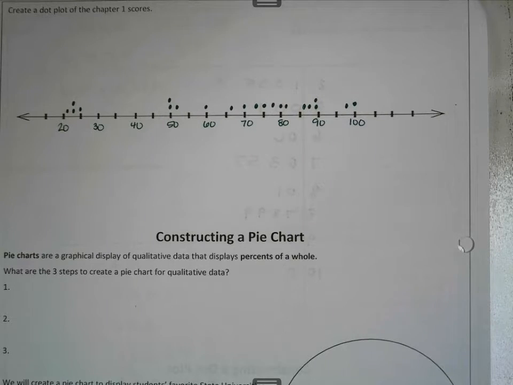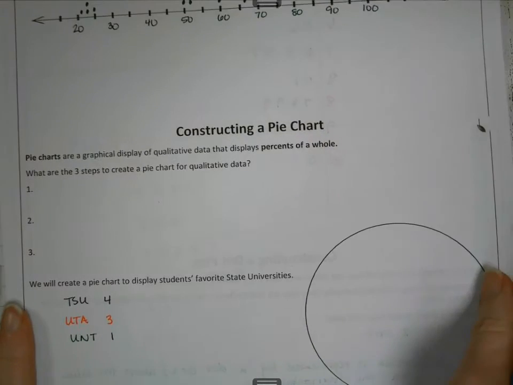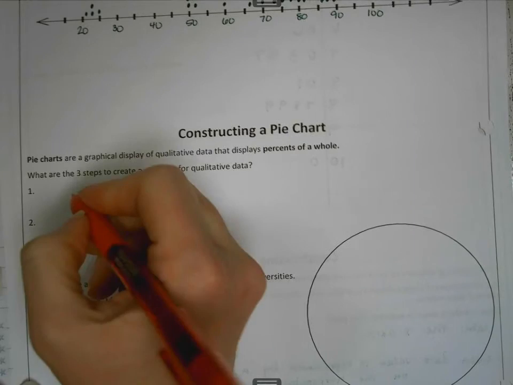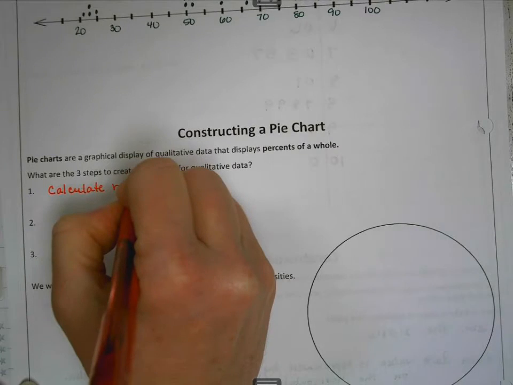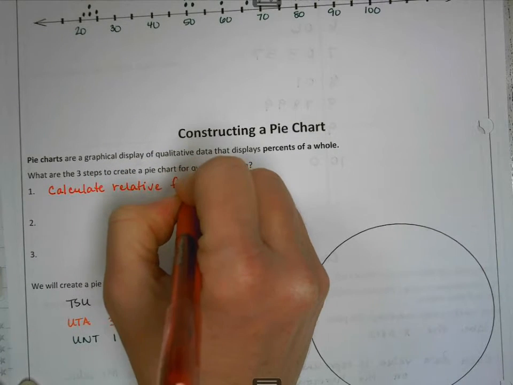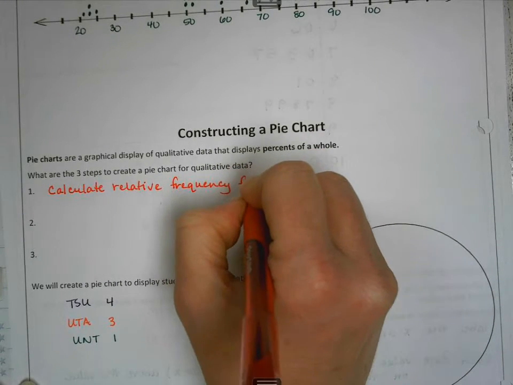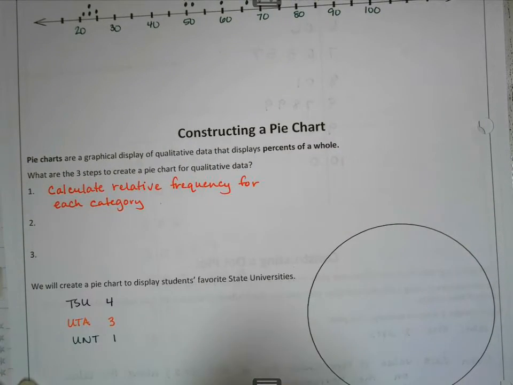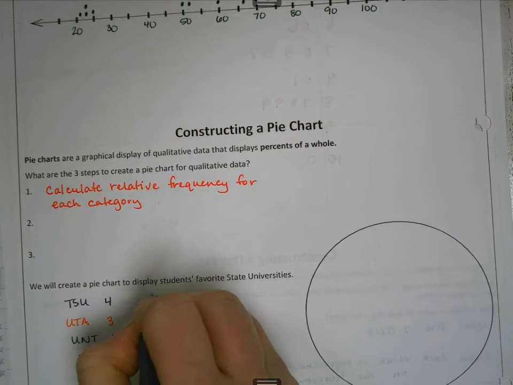Okay, so let's fill in the 3 steps to constructing a pie chart. I'm sure you have constructed many pie charts in your day, so you probably know this already. The first thing we are going to do is calculate relative frequency. So we're going to calculate relative frequency for each category. So in this case, we had 8 people, so relative frequency 4/8.